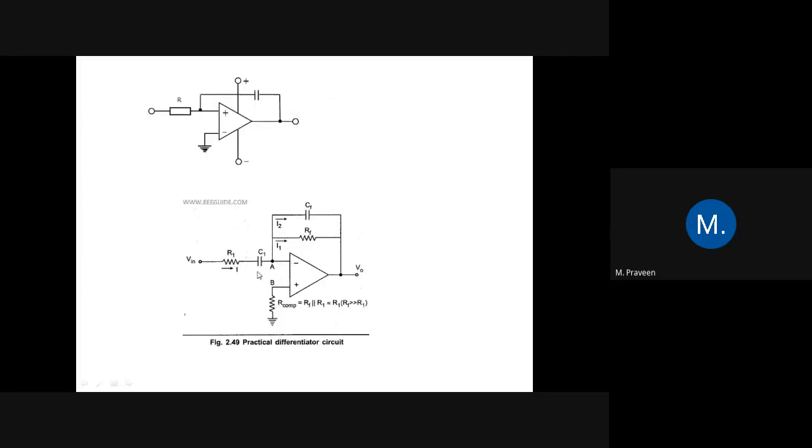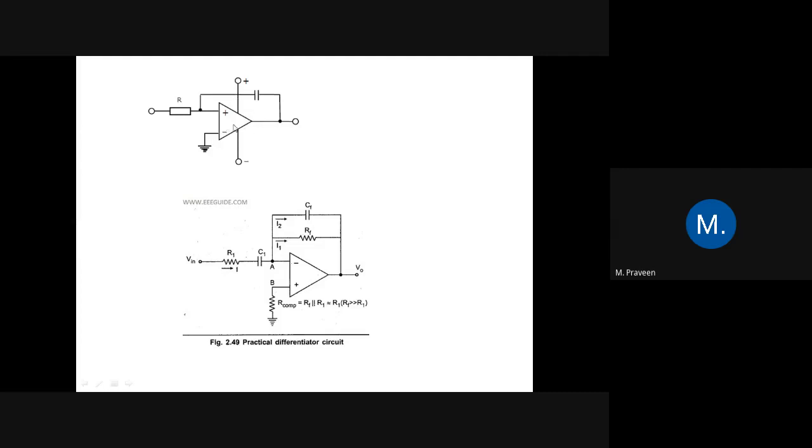So this is a practical differentiator. If you know the concept of the differentiator, then you will be able to remember this. In a practical differentiator, we have a resistance and capacitance in series with the inverting terminal, and in the feedback we have the feedback resistance along with a capacitance parallel to the feedback resistance. But the circuit diagram given here is nothing but an integrator circuit. So we have to modify the circuit so that it works as a differentiator.